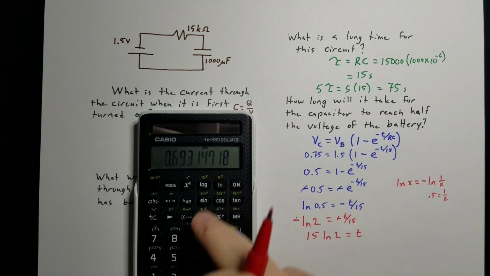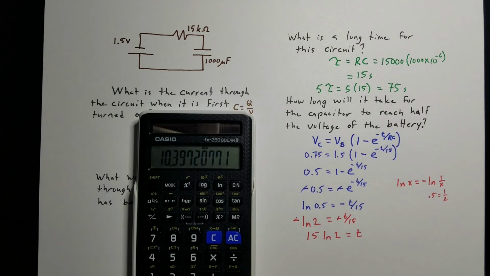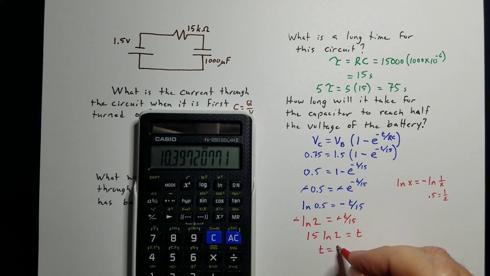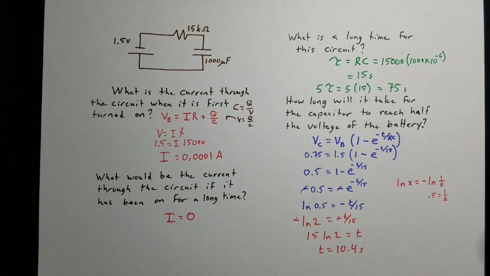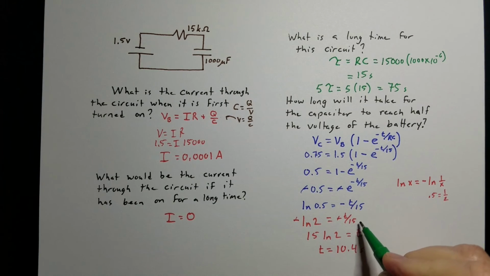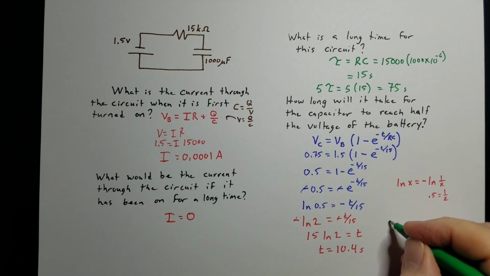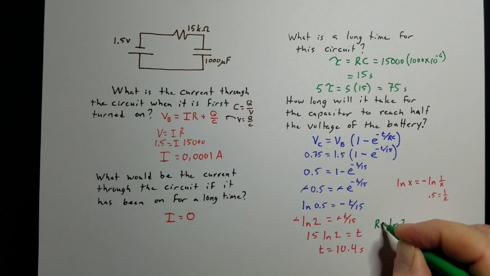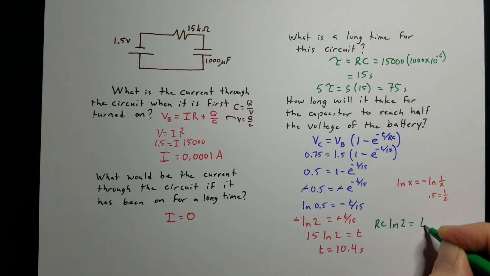So take the natural log of 2 times 15, and I get that the time for this circuit, for that capacitor to reach half the voltage of the battery, is 10.4 seconds. Now to leave that with some variables in it, it looks like this. Because remember, 15 is really R times C. So the natural log of 2 times RC is equal to the time for half the voltage.